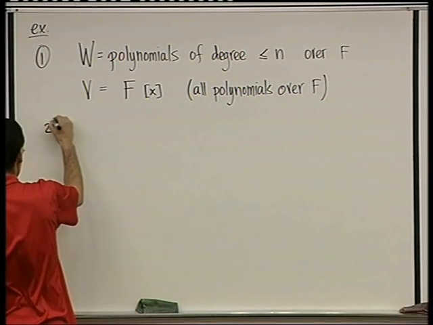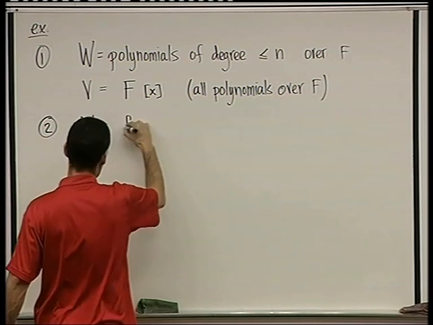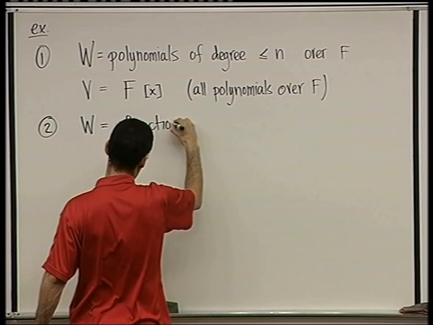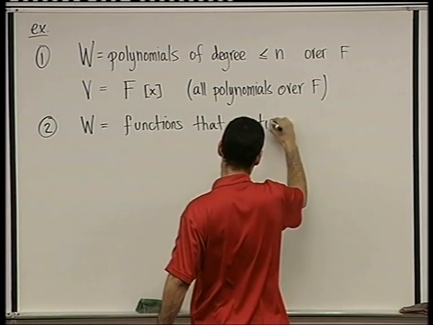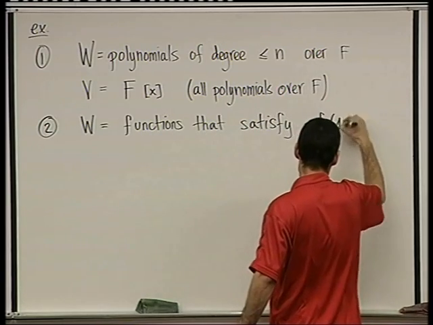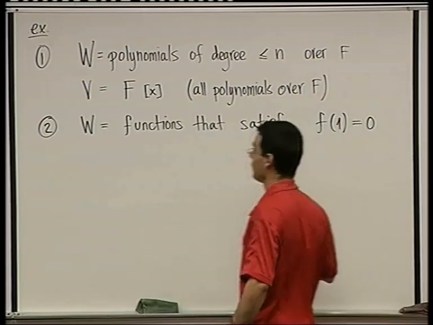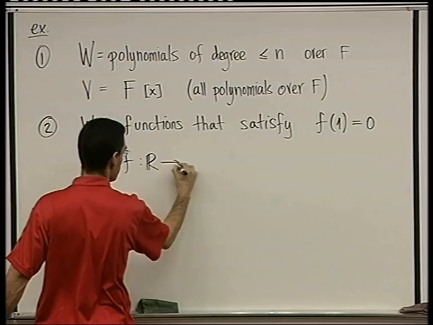Example number 2. W is going to be functions that satisfy that their value at 1 equals 0. And V is going to be all the functions. Let's say real valued functions.